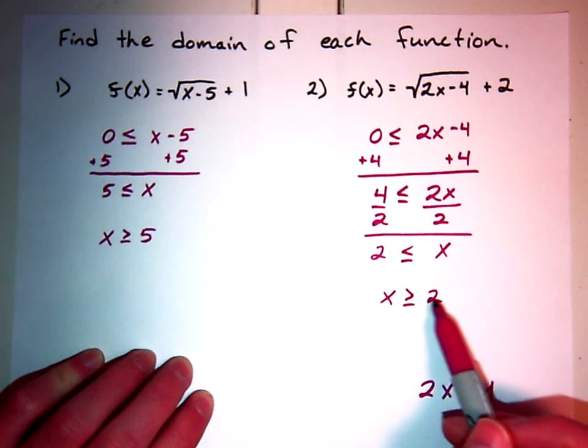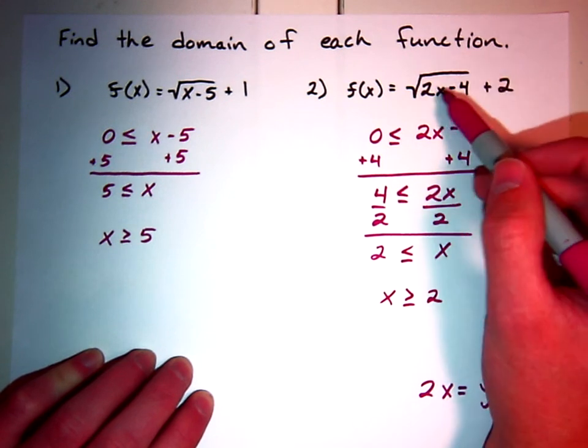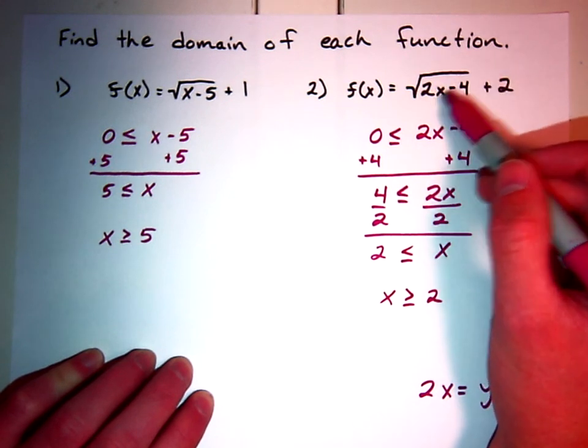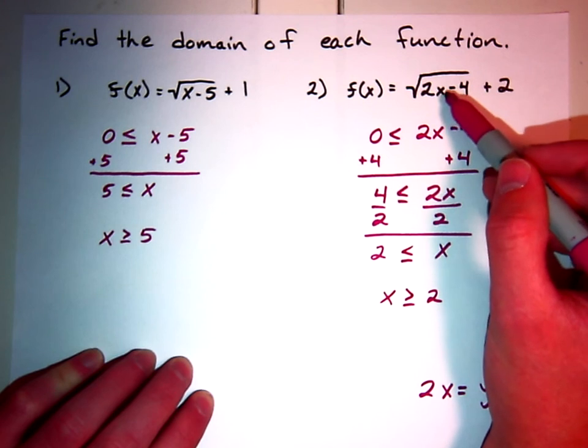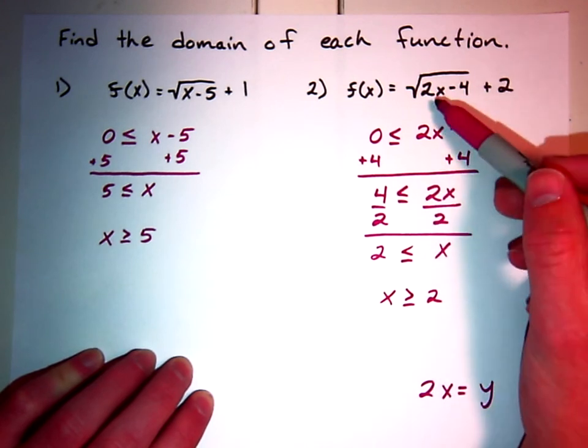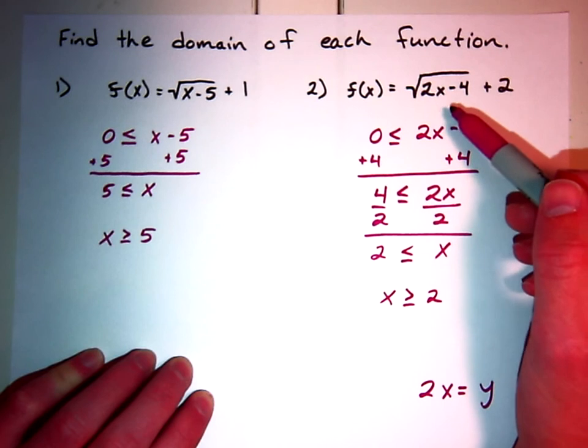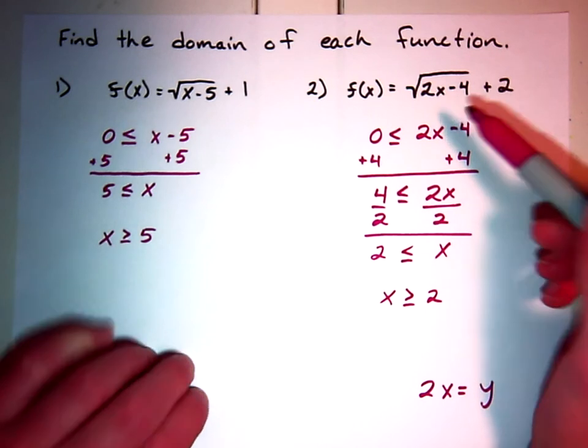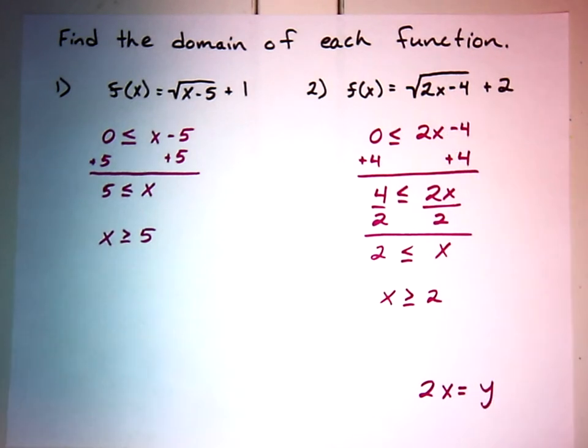If 2 is the lowest number it can be, 2 times 2 is 4. Subtract 4 is 0, so we get 0 inside of there. And then if we go any higher, we start getting positive values, and we can find the square roots of positive values. So that's how you find the domain of these square root functions.